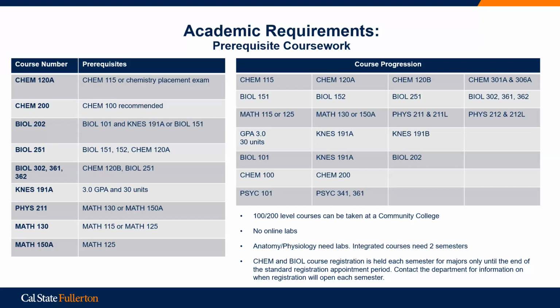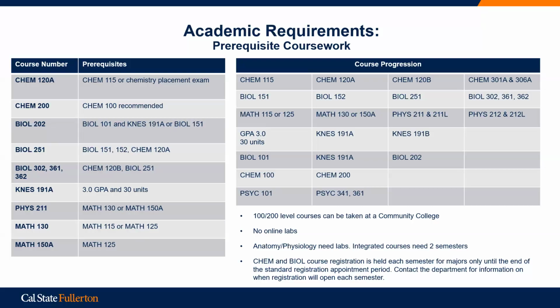Now, if you can find a hybrid version where the lecture is online and the lab is in person, that's fine. But you do need to have an in-person lab for all of these science courses. Another thing, your anatomy and physiology needs to have a lab as well. And if it's an integrated course, which means in one semester you're studying both anatomy and physio, there needs to be a second semester of that course in order for it to get you credit for both.